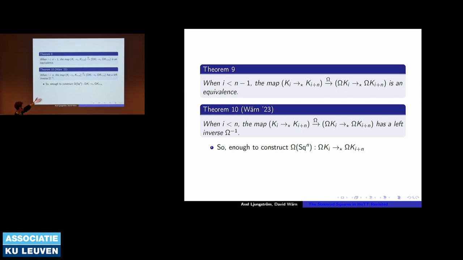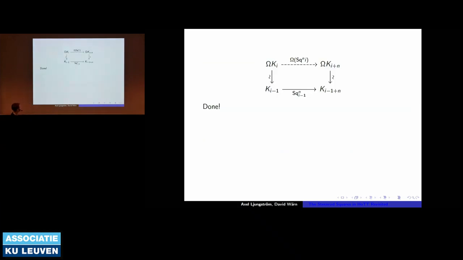So what this tells us in our case is, because we want a map from Ki to Ki plus n, it's enough to construct a map from omega Ki into omega Ki plus n. And you can define it using the induction hypothesis and these two equivalences. And we're done. So, I gave you a very long construction before, and I'm giving a very simple one. Why didn't I just start with the simple one?